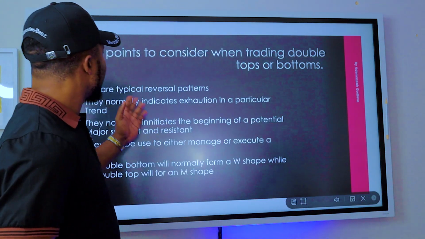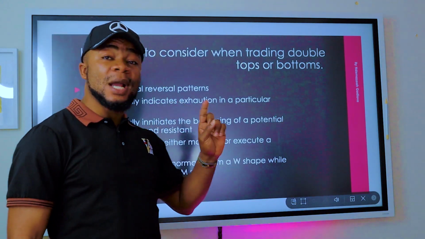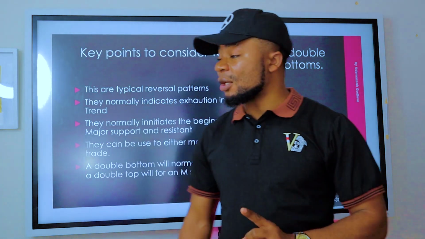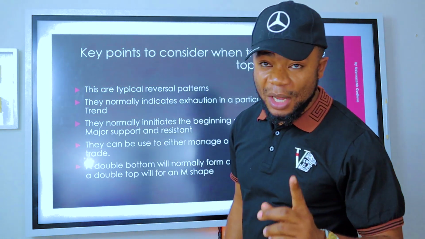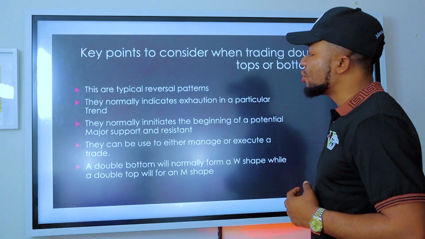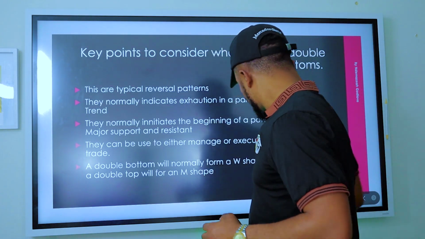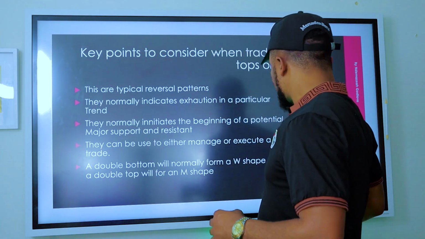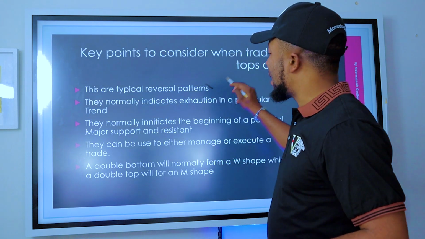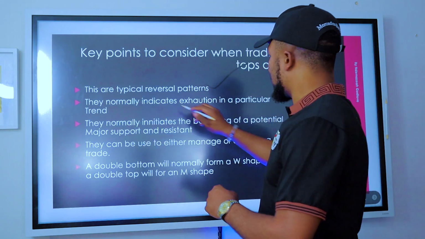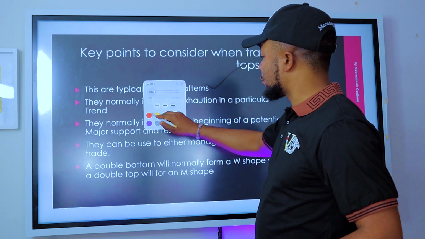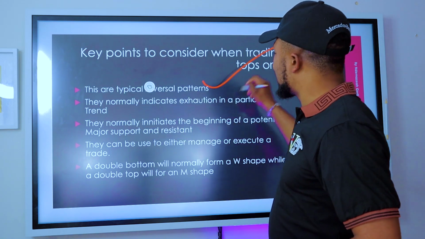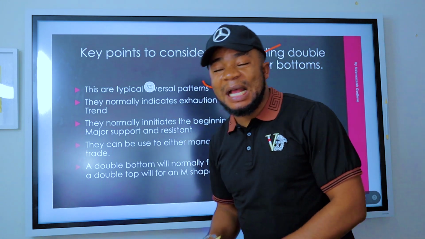So here they say key points to consider when trading double bottoms and double tops, because just like any system or any strategy, there are rules you have to follow. So these are key points you have to consider. The first point on our list, they say, is that they are typically reversal patterns. I think I need a red pen since I'm now on a black background. So let me look for red. That's why here they say they are typically reversal patterns.